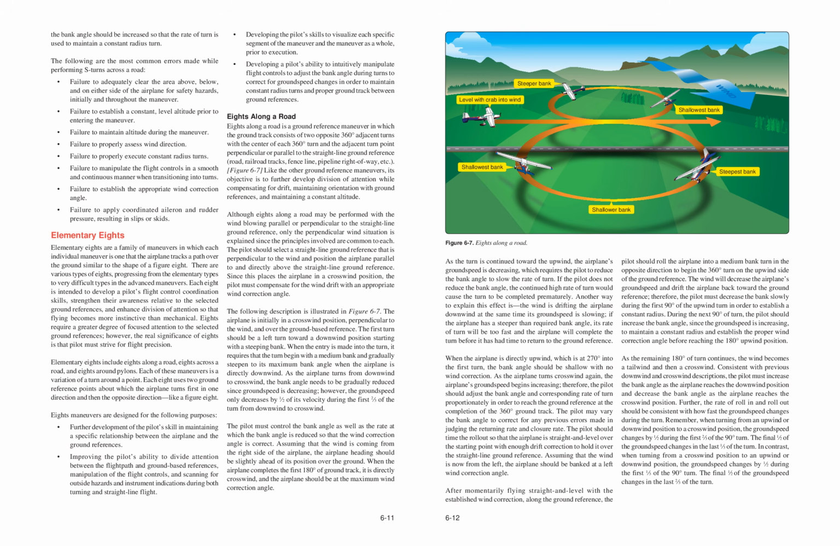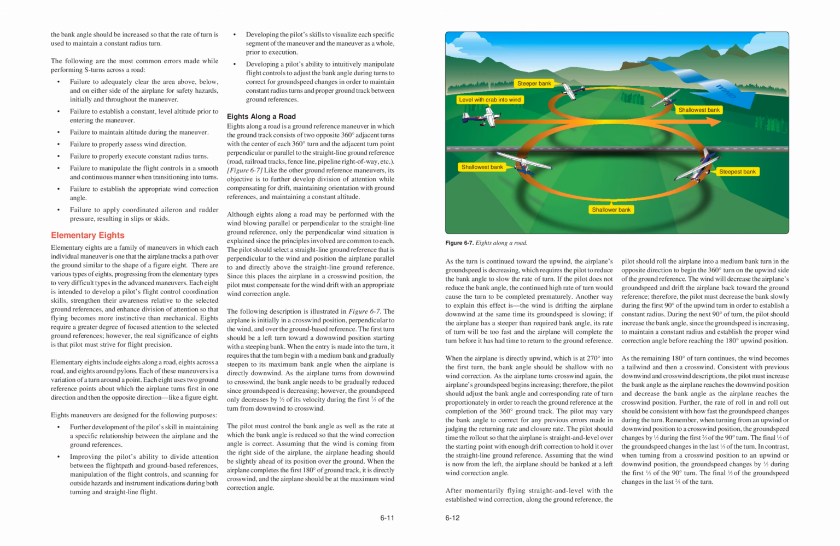Eights require a greater degree of focused attention to the selected ground references. However, the real significance of eights is that the pilot must strive for flight precision. Elementary eights include eights along a road, eights across a road, and eights around pylons. Each of these maneuvers is a variation of a turn around a point. Each eight uses two ground reference points about which the airplane turns first in one direction and then the opposite direction, like a figure 8. Eights maneuvers are designed for the following purposes.